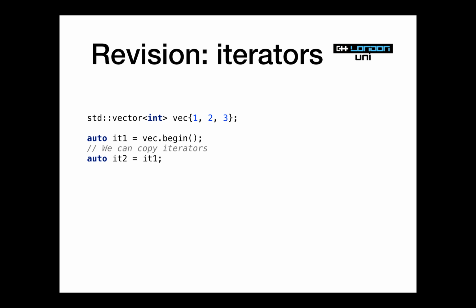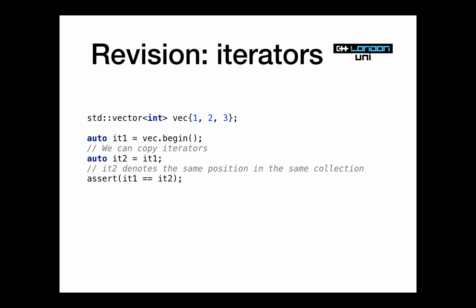And we do the same thing here. We create a new iterator, it2, whose type is deduced from the initializer. The initializer says we want a copy of iterator 1. So now iterator 2 denotes the same position in the same collection, because it's a copy. Iterator 2 also represents position 0 in this vector, vec. And indeed, we can assert that it1 equals it2. For two iterators to be equal, they represent the same position in the same collection, in the same sequence.